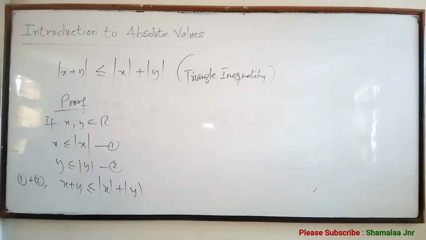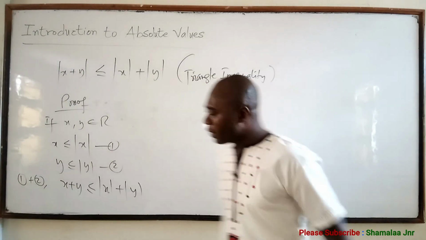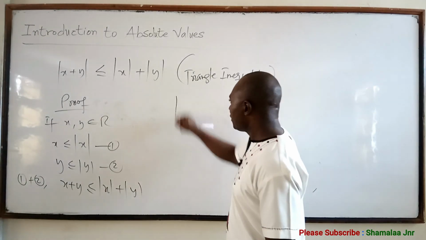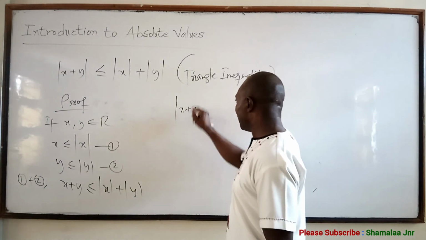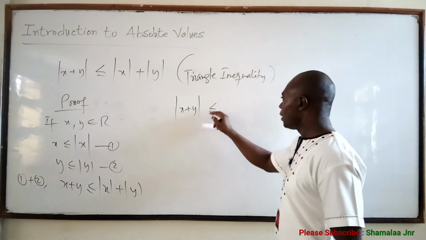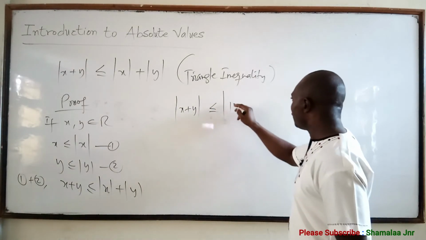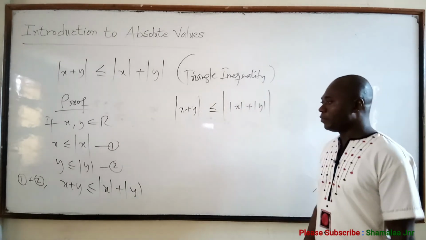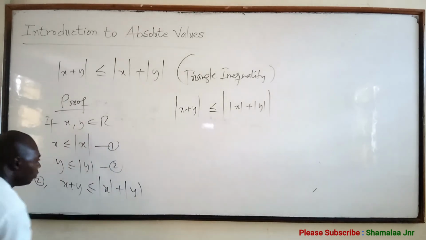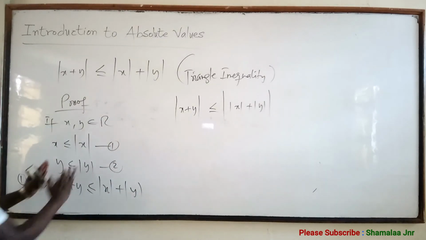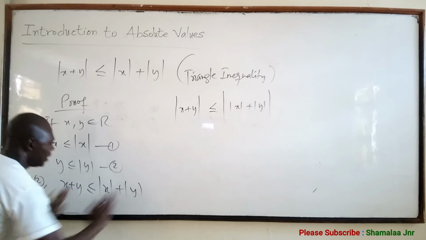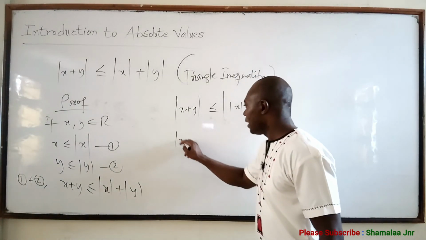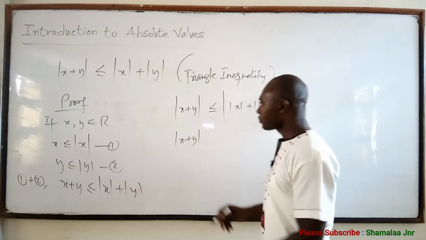Now at this point, if you decide to take absolute values of both sides, it's going to be like this. The absolute value of x plus y is less than or equal to the absolute value of x plus the absolute value of y. You are taking absolute values of both sides. Isn't it? So I've taken the absolute value of this side and the absolute value of this side. So you have it this way. And this is the same as the absolute value of x plus y.